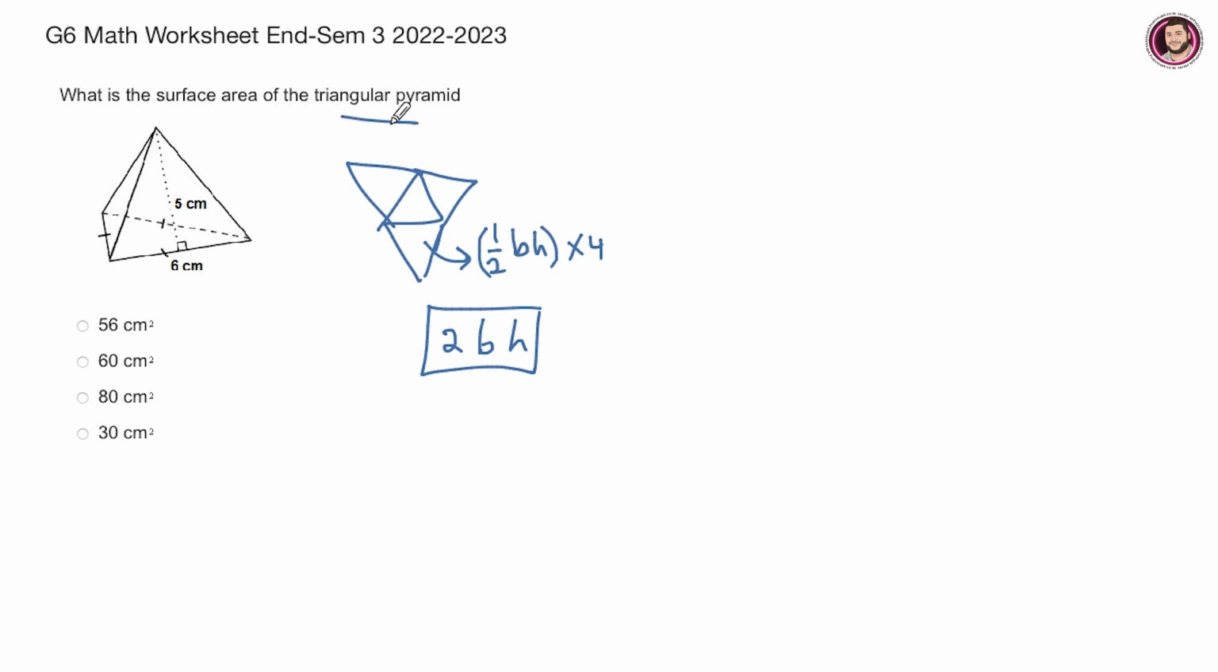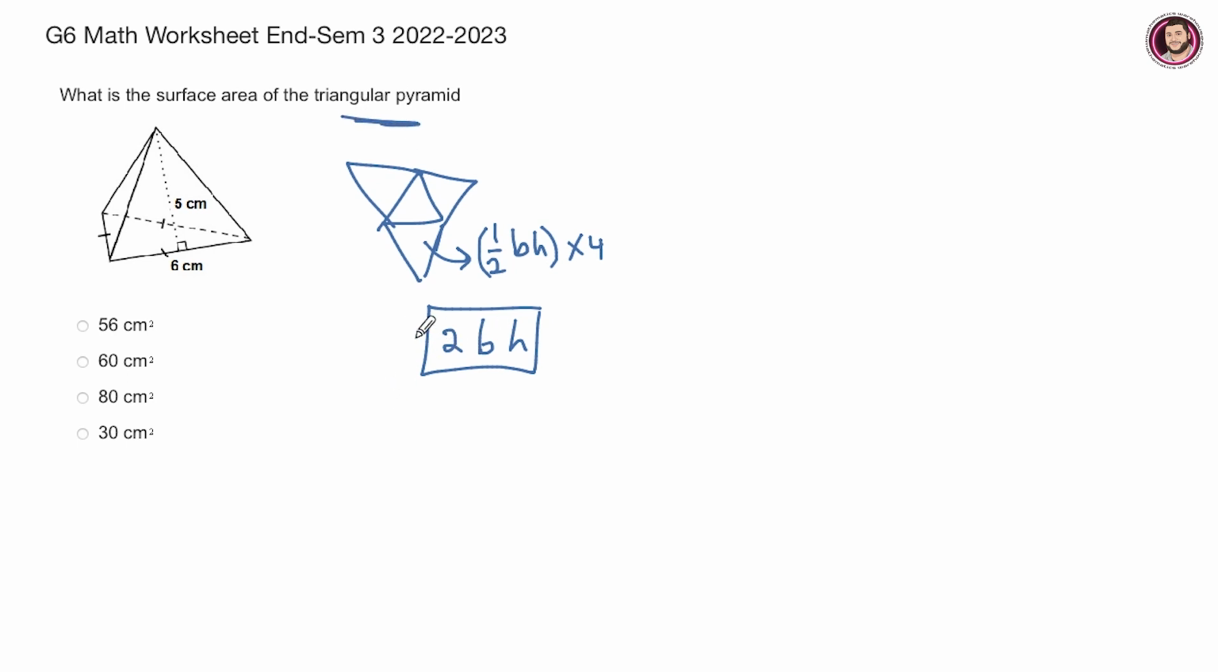What is the surface area of the triangular pyramid? If you unfold this shape, you would find it consists of 4 faces, each of these faces in a shape of triangle. The area of one face is half base times height, but we have 4 faces, so supposed to multiply this by 4. So 4 times half would be 2. 2BH, this is the formula of triangular pyramid.